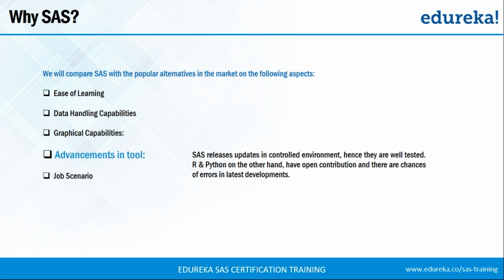Advancement in tools. SAS releases updates in a controlled environment, hence they are well tested. R and Python, on the other hand, have open contribution, and there are chances of errors in the latest development. So the difference between open source and licensed software is that with licensed software, they'll be releasing patches which are already tested. You will get support, whereas in contrast, with open source tools, anyone can contribute patches, but whether they are tested or not, we don't know.